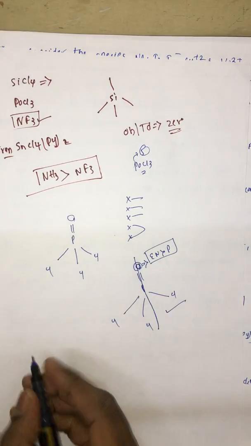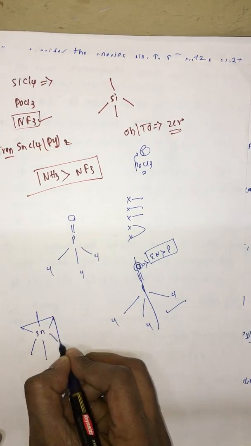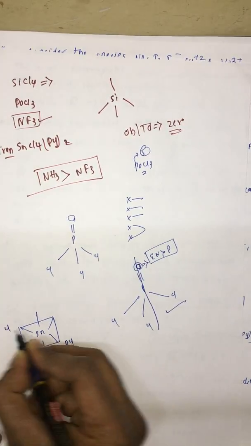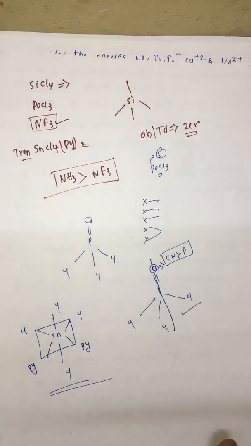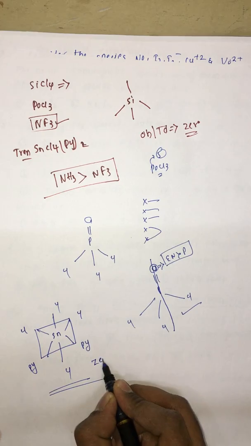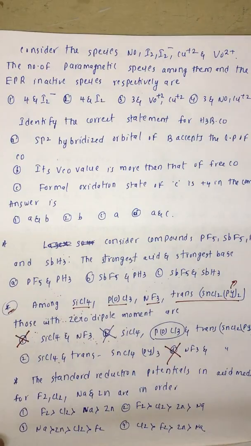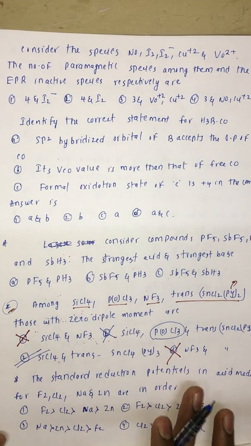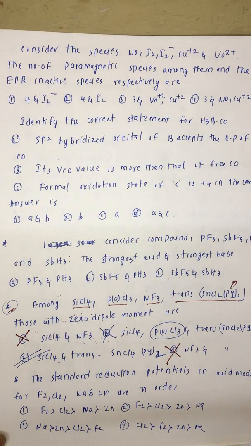That is, in the case of SnCl4 we have the trans fashion. Always trans fashion molecules show no dipole moment. This is the actual structure, it looks like this. So this shows zero dipole moment. So the answer we are left with here is this one: SnCl4 and trans SnCl4 Py twice. These two will not show any dipole moment. POCl3 shows dipole moment.